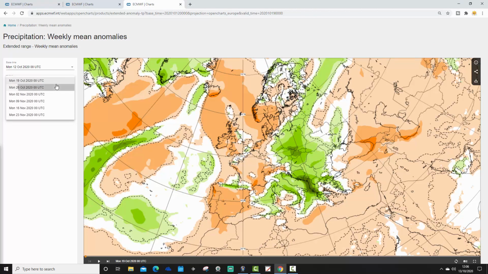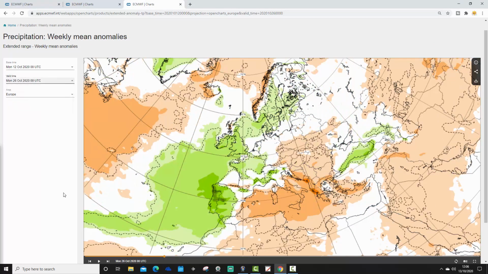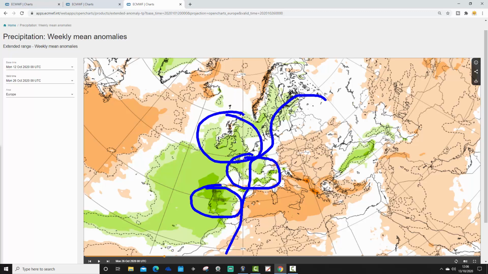Week 2 precipitation anomaly, again taking us from the 19th to 26th of October, looks like that. So it confirms the idea that the north and the west of Europe is turning wetter. Look how wet it is across Spain and Portugal, for example. Very wet week coming up there with copious amounts of rain. Also a little bit on the wet side of average for much of France, much of the UK and Ireland.